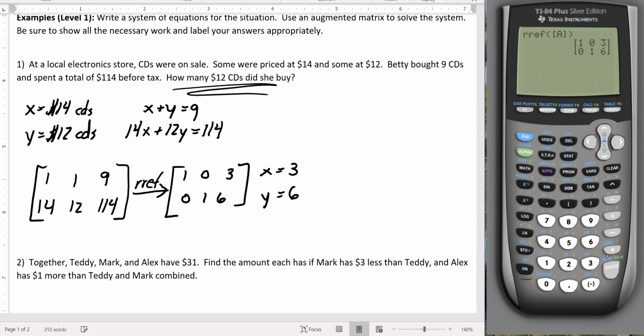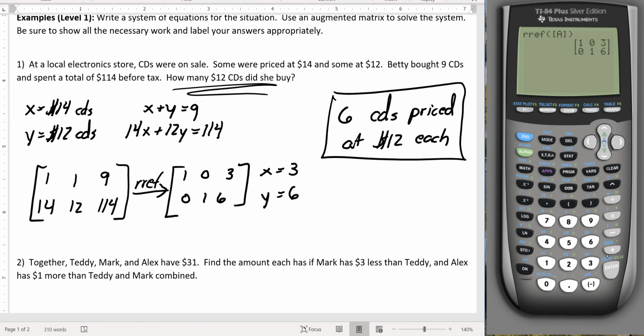How many $12 CDs did she buy? Well, Y is our $12 CDs. So she bought 6 CDs priced at $12 each. There we go. And that right there is the answer to our problem. Excellent. All right, so that's one with 2 variables.